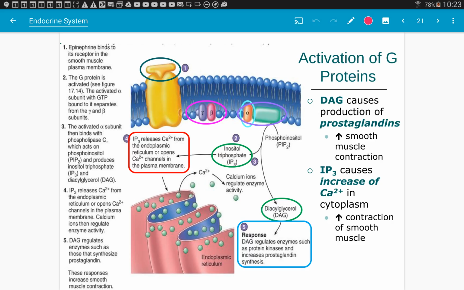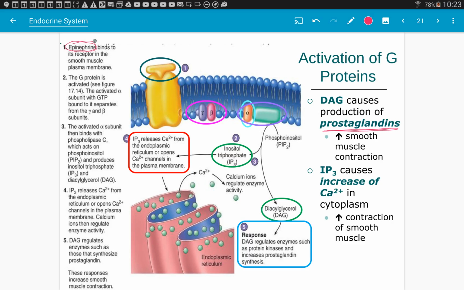All right, another example, and we're talking about prostaglandins this time. So first of all, we'll just look at this side here. This whole reaction that we're going to go through is based on epinephrine.